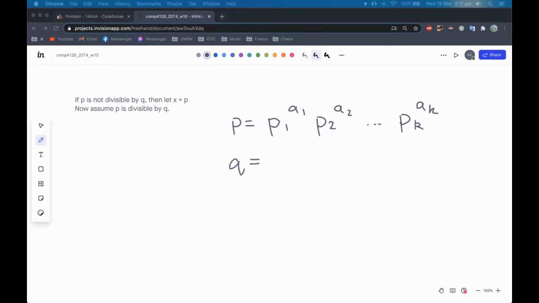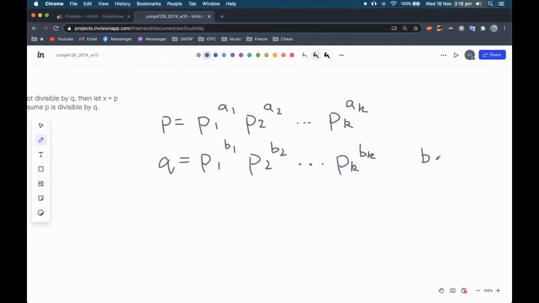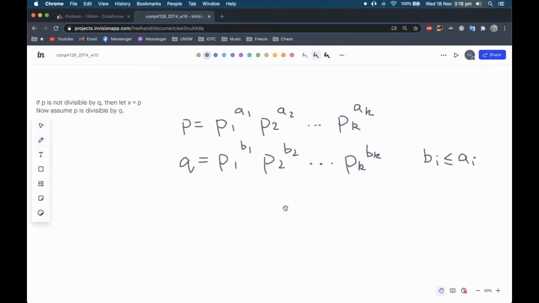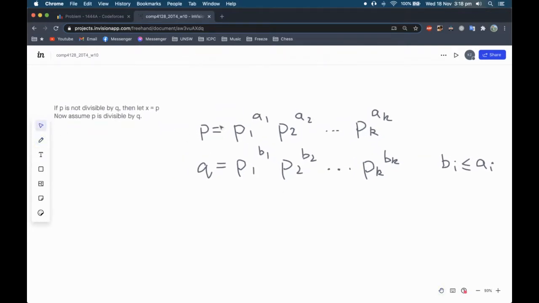Yeah, exactly right. It's going to be some subset of it. So another way of thinking about this is we're going to have exactly the same primes, all to some sort of power. But the condition, of course, is that b_i must be smaller than or equal to a_i for all i, right? And so that's basically just the same thing as taking the subset.